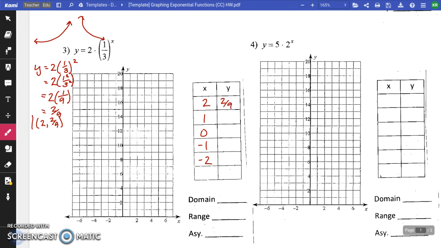Okay, the next one I'm going to do 1. So y equals 2 times 1/3 to the first power. So 1/3 to the first power is just 1/3. So 2 times 1/3 is 2/3. So then 1 and 2/3.